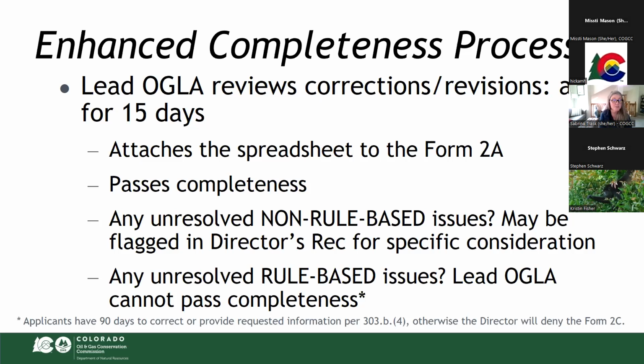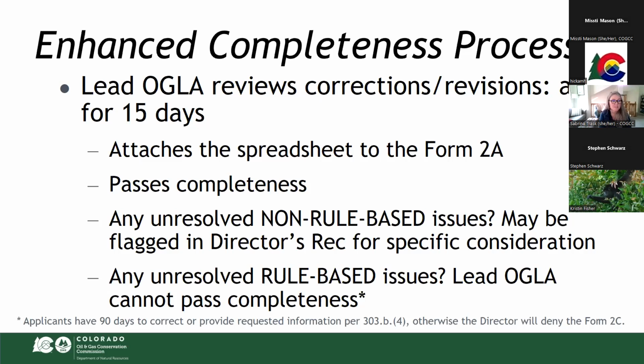If there are unresolved issues, two different options. If those issues are non-rule based, so say something like we ask you to tell us, when do you intend to commence operations? Give us the quarter and the year that you intend to commence operations. That's not a rule-based requirement. It's something that we almost always ask. But if your response is not clear, we might still pass completeness, but we might flag it for further discussion in post-completeness review. We might flag it in the director's recommendation.